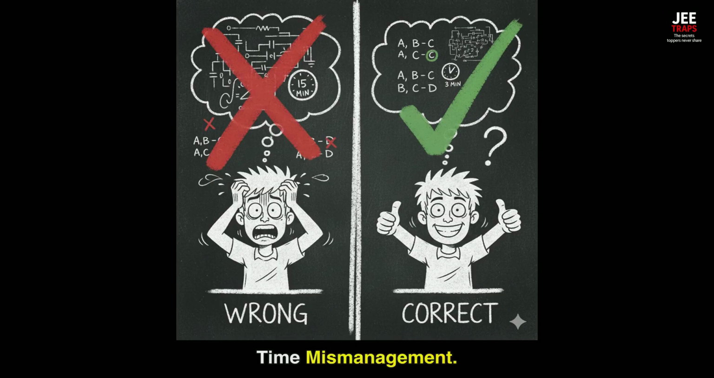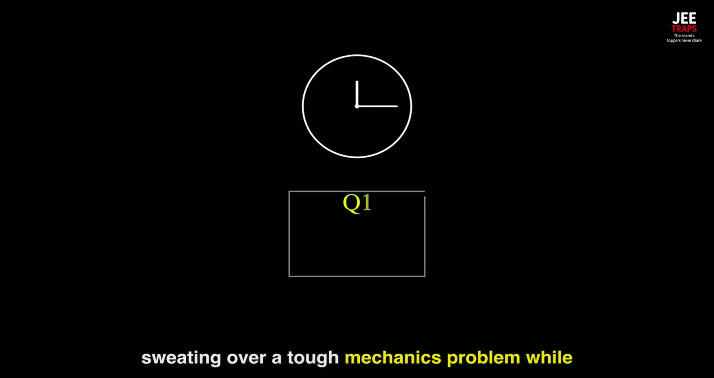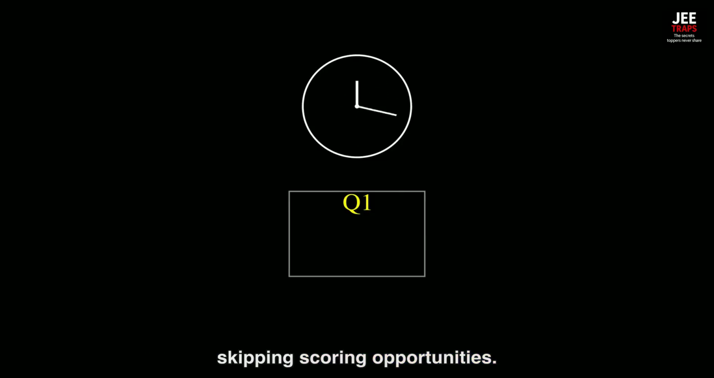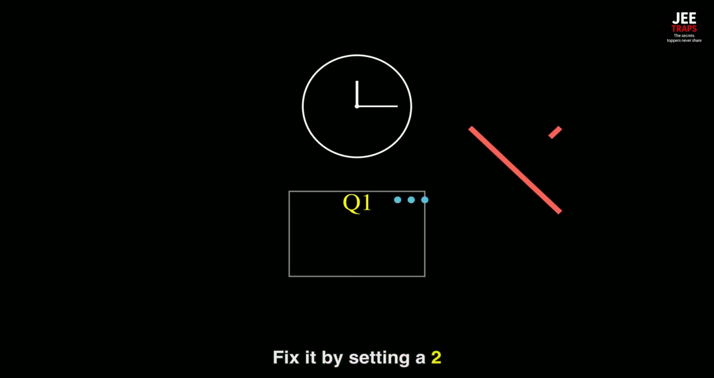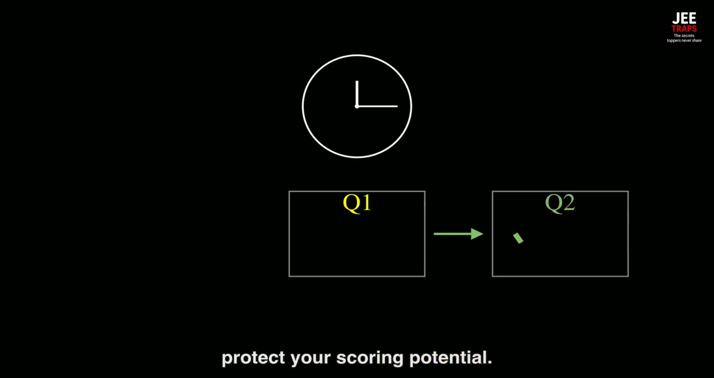Mistake 10. Time mismanagement. If you keep wasting time on one tough question, you will miss many easy scoring ones. For example, sweating over a tough mechanics problem while skipping scoring opportunities. Fix it by setting a 2-minute cap. If stuck, mark and move on, protect your scoring potential.